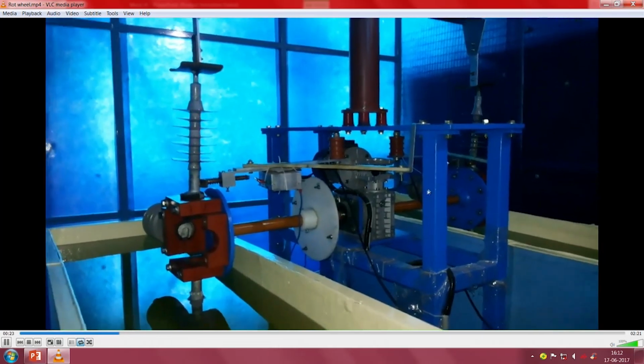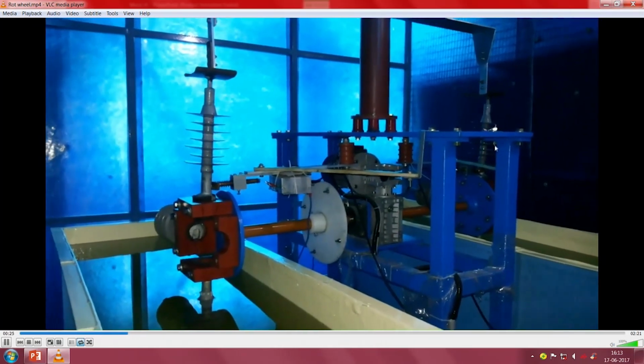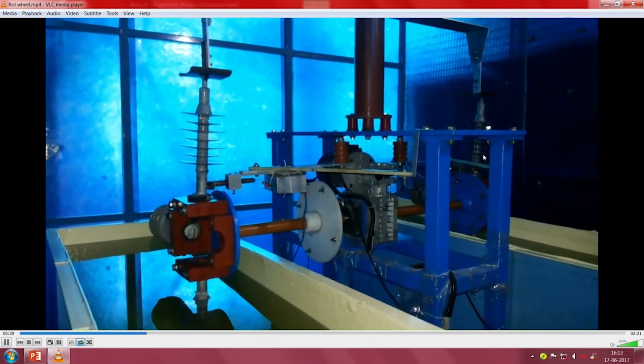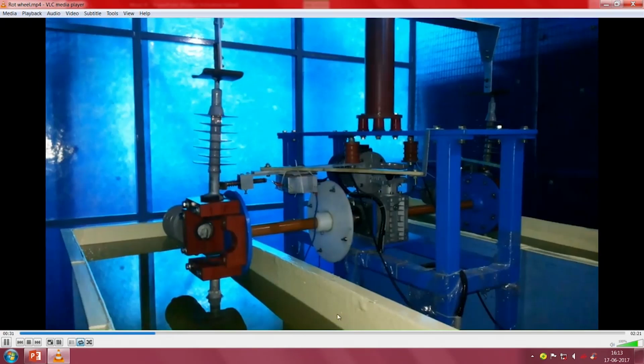So, this is a very important experiment. You can see the discharges happening on either side of the shaft on which the insulators are fixed. We have two different tanks.